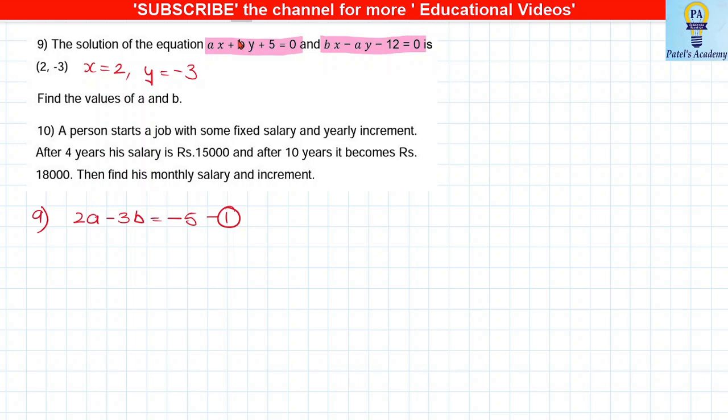The next equation: I'm substituting the value of x as 2. So what I'll get is 2b plus 3a, because the value of y is minus 3, so minus into minus is plus, equals, I'll shift 12 to the right hand side. Now, students, I'm not marking this equation as 2. I'll just rearrange the terms. What I'll get is 3a plus 2b equals 12.